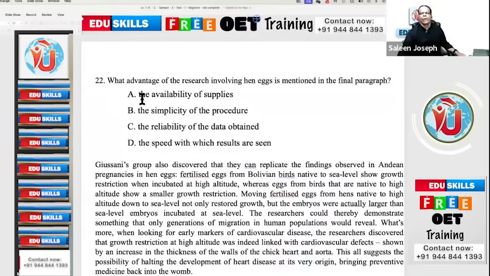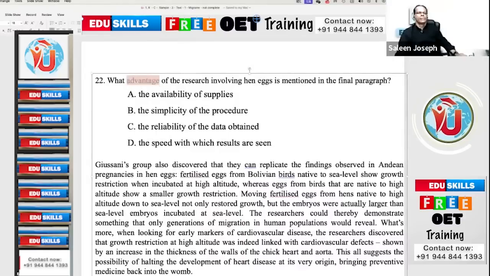What advantage of the research involving hen eggs is mentioned in the final paragraph? Advantage. Final paragraph. Then involving hen eggs also is important, maybe, because you should know the subject, right? Option A, the availability of supplies. Then simplicity of procedure. Advantage is the simplicity of procedure, reliability of the data obtained, or data is the concept. The speed with which results are seen.